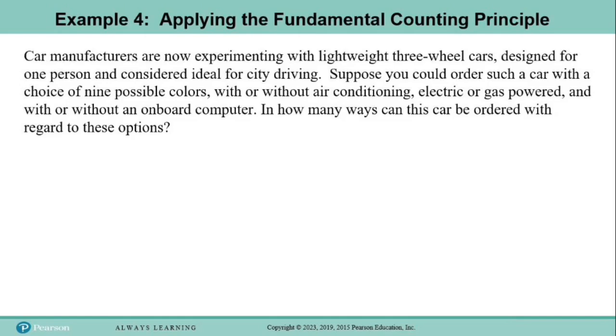Okay, so we need a blank for each choice that we have to make. We're going to be choosing the colors, whether the car has air conditioning, whether it's electric or gas powered, and whether it has an onboard computer. So that's 4 different things, so we'll need 4 blanks. They told us that there are 9 color choices, so we put 9 in the first blank. For air conditioning, there are 2 choices, with or without, so we put 2 in the blank. For the power source, it's either electric or gas, so that's 2 choices. And for the computer, it's either with or without, so that's 2 choices. And so now 9 times 2 times 2 times 2 is going to be 72 different ways that we could order this car with regard to these options.